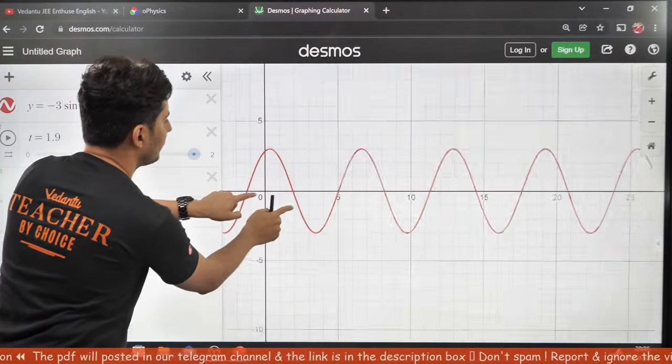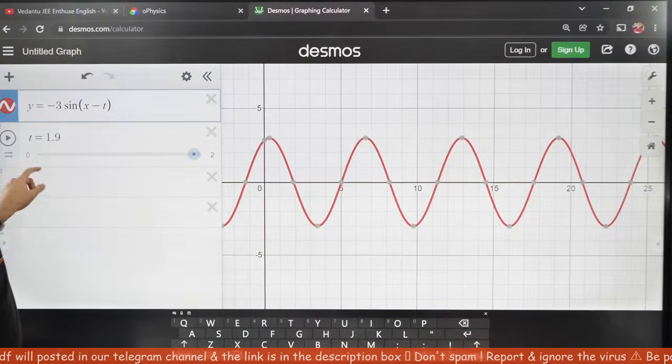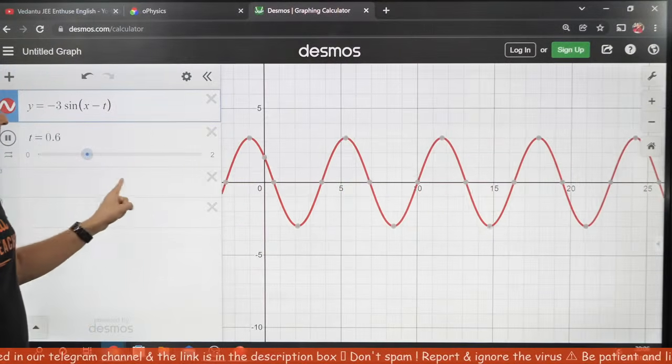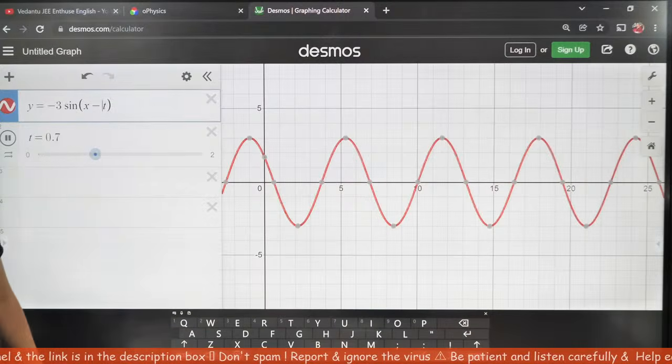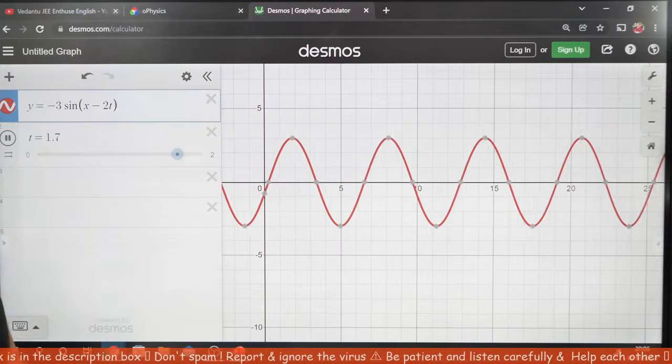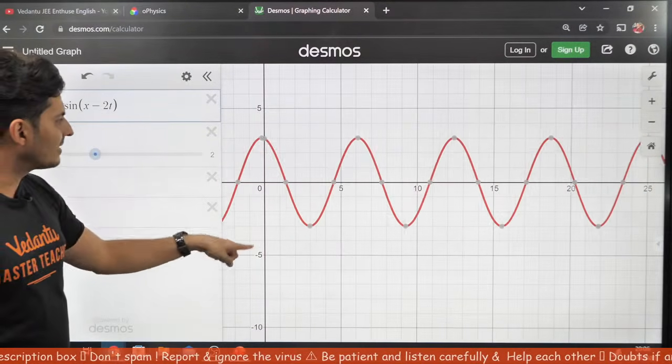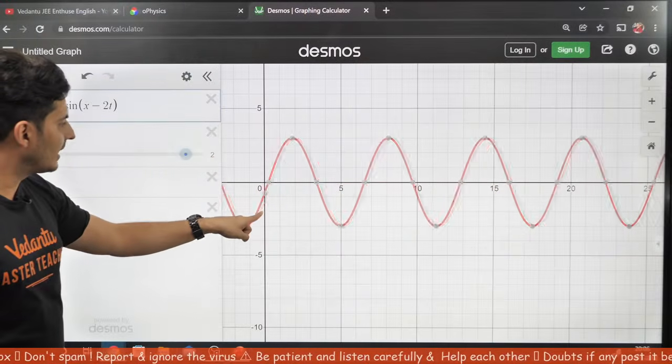Next, let's change this over here and see what happens. Okay, perfect. All right, so let's just play this and see what is happening. It's going towards the right side because there is a minus here. So let's make this number something else, maybe 2t. Okay, now it's going faster, but look at this particle over here at the origin.